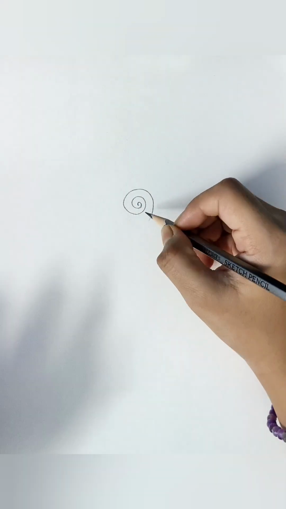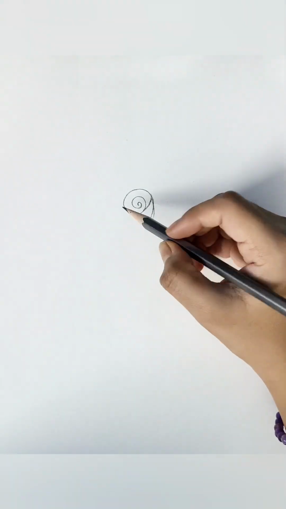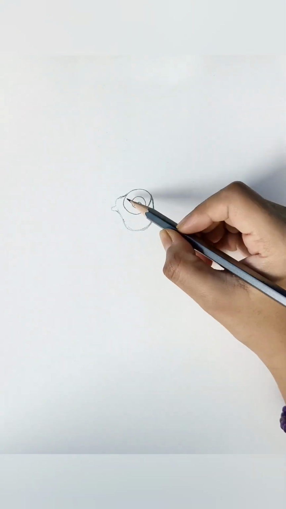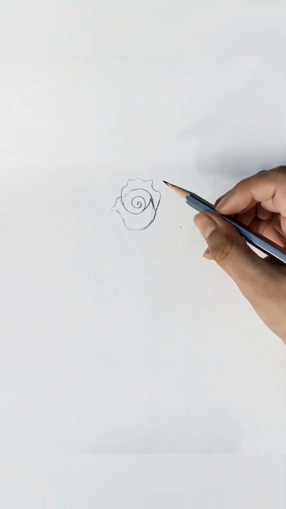In today's class, we'll learn how to draw and shade a simple and realistic rose step by step. This lesson focuses on understanding petal structure, shading, and creating depth to bring the rose to life.